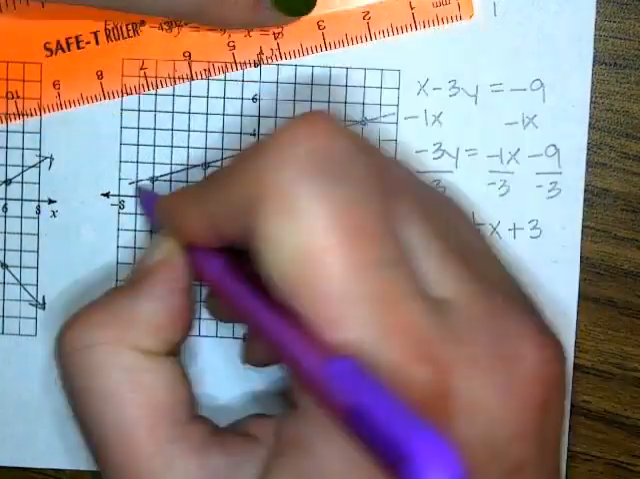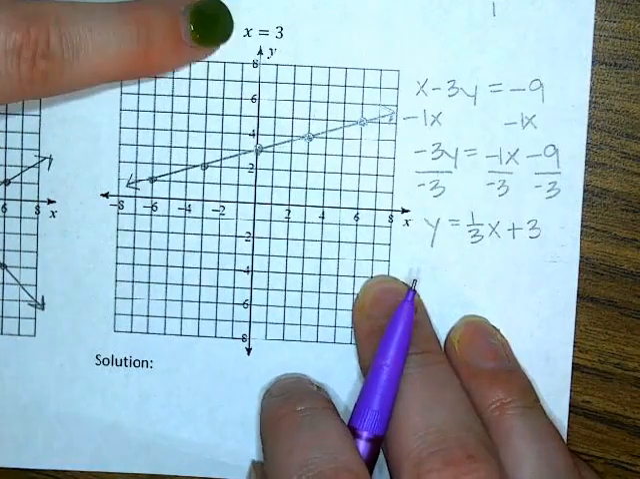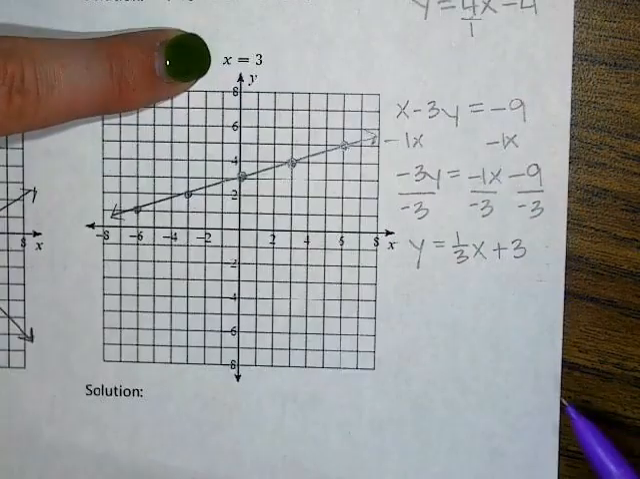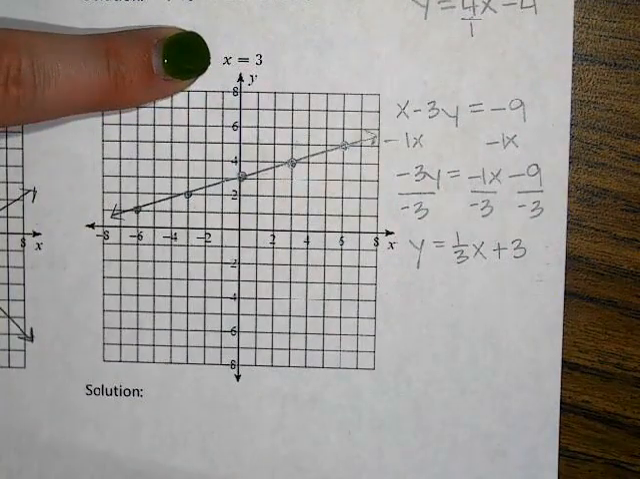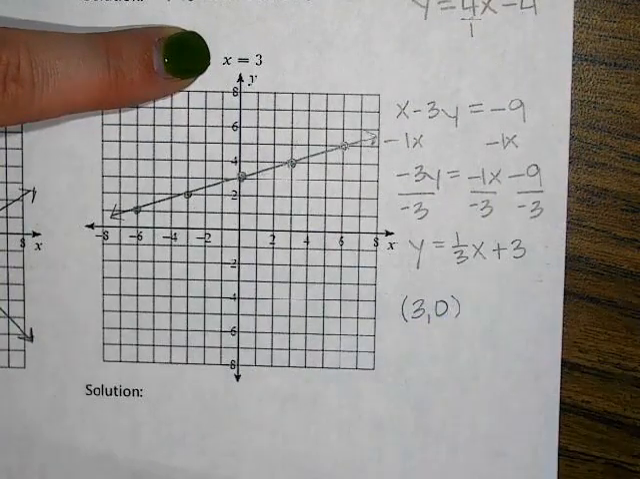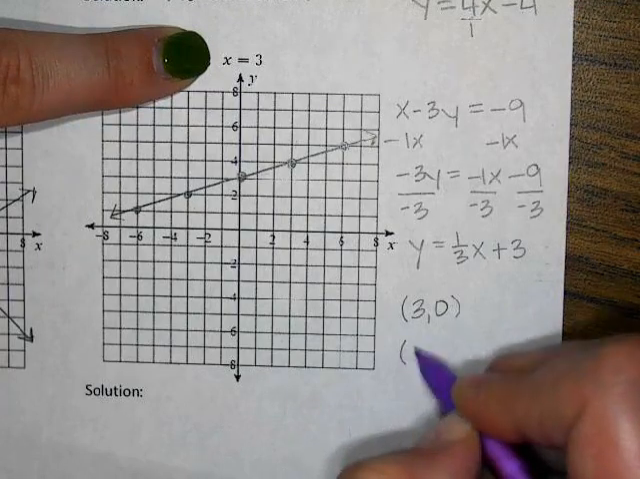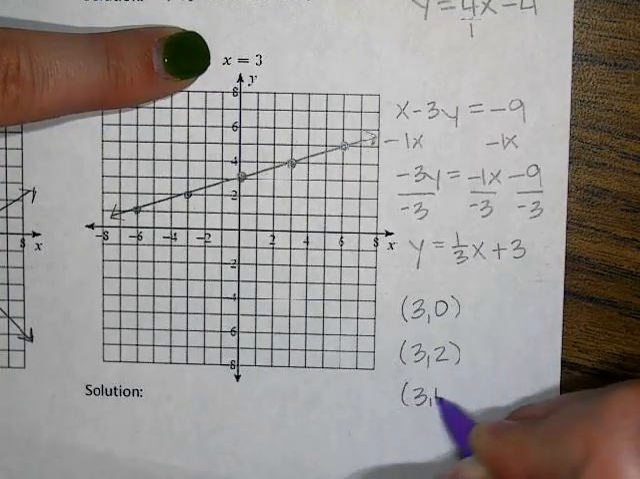Now the other one doesn't have 2 letters, it only has 1 letter. It says x equals 3. What does that mean? The x coordinate is always 3. So we could have like 3, 0. What else could we have? 3, 2. What else could we have? 3, 4. 3, 6. 3, 8. What about some negatives?